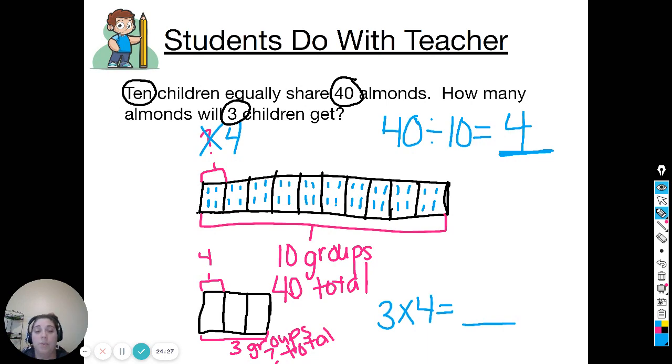Go ahead and write that equation on your whiteboard. And then I want you to solve 3 groups of 4. So you need to skip count by 4s 3 times. And message me your answer in Go Guardian. I'll give you about 1 minute to get me that answer in Go Guardian. If you need to draw the tallies in your tape diagram to help you count, you can do that.